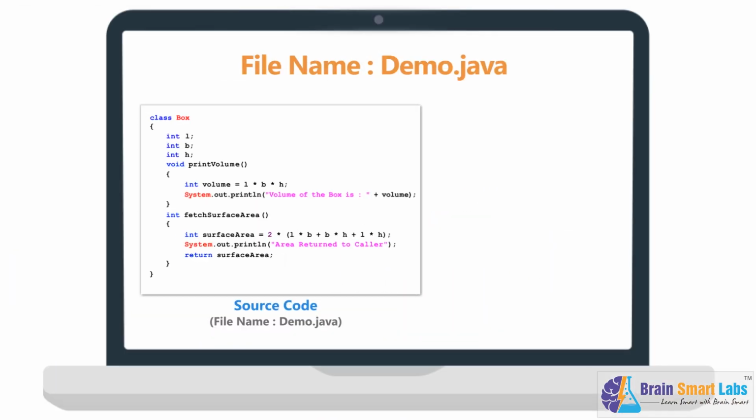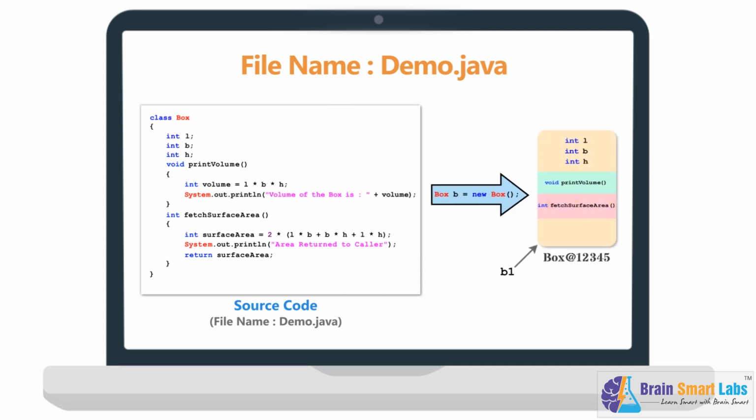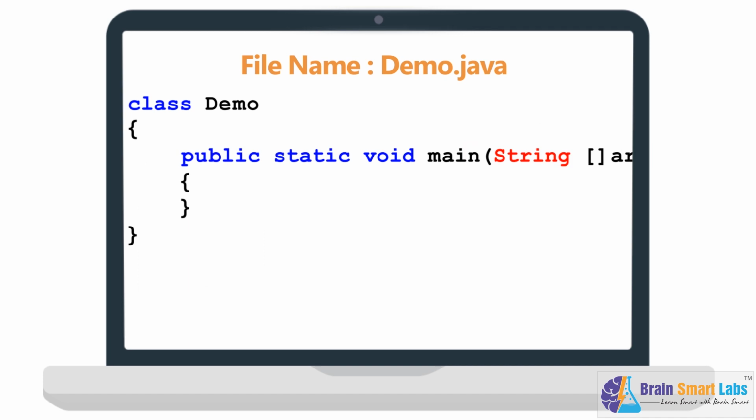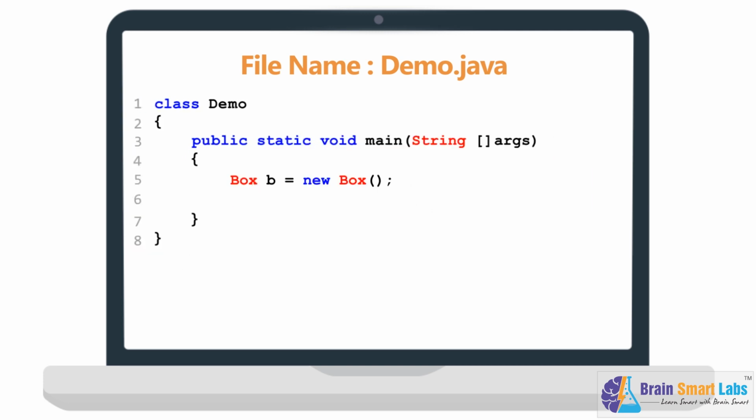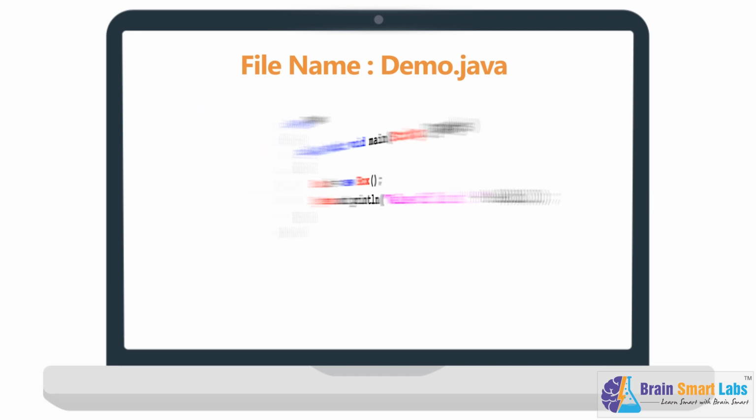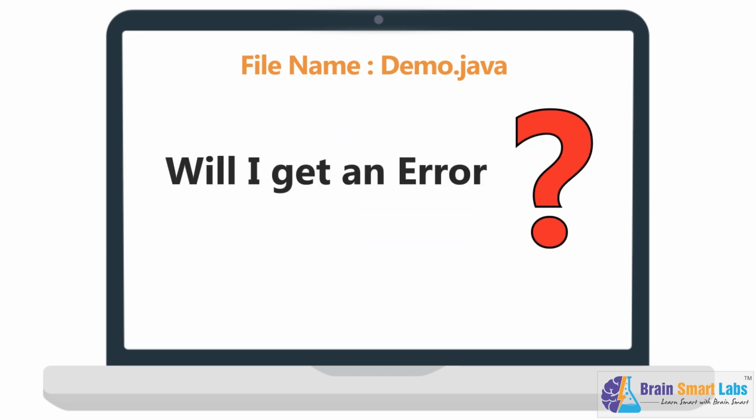Here in our box template, we have removed the hard coding, right? So now the variables inside our object which gets created are not initialized to any value. Now inside our main method, if we write the code box B is equal to new box, and in the second line using an SOP statement, if we try to access variable L using a dot operator, that is b.l, my question to you is, will we get an error?